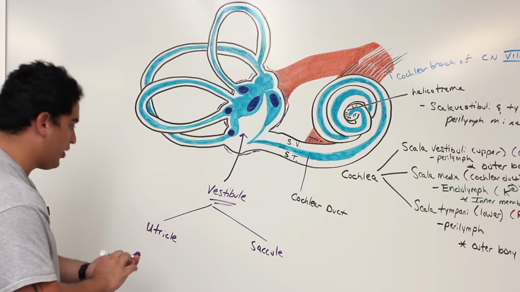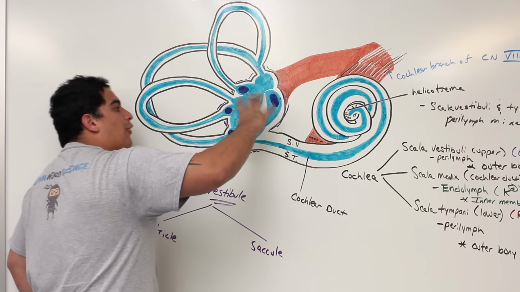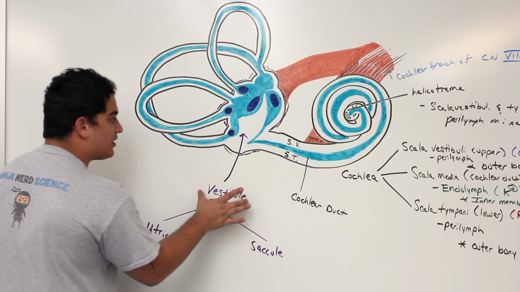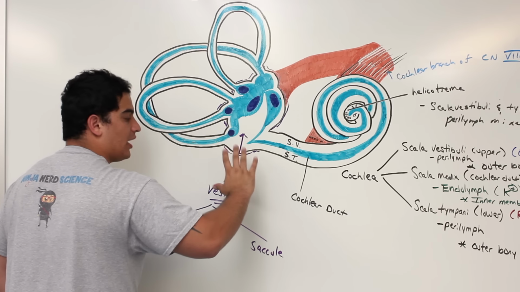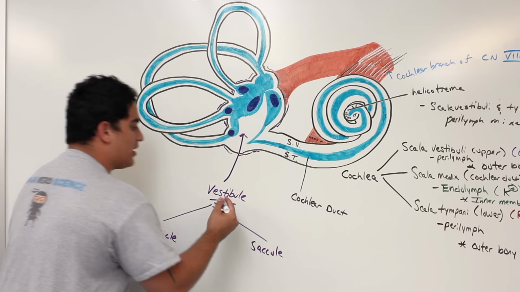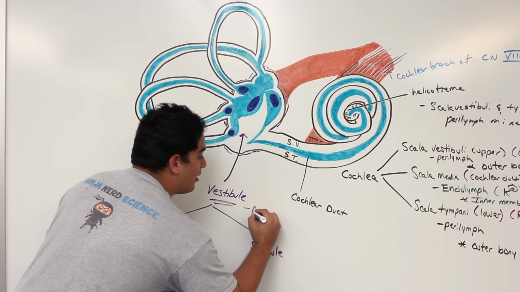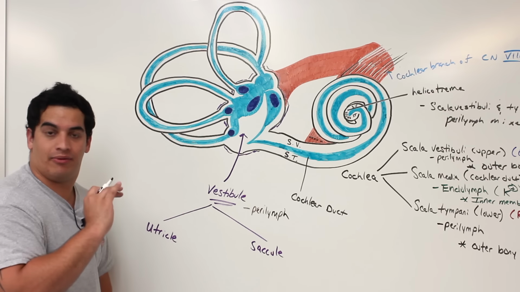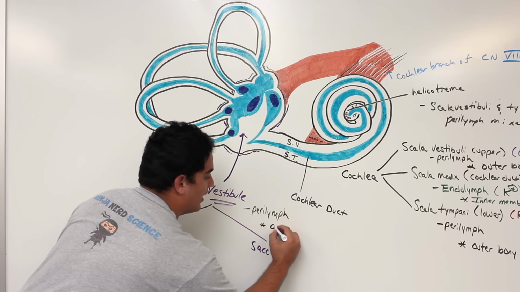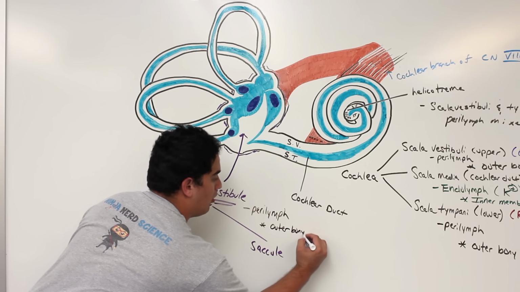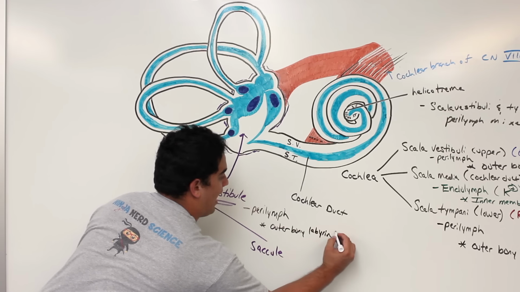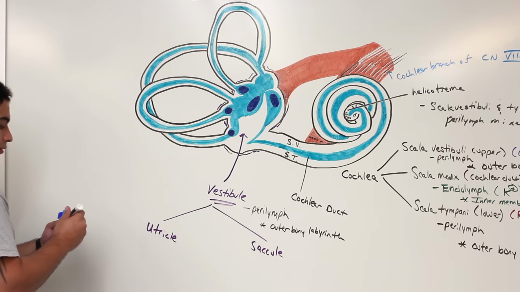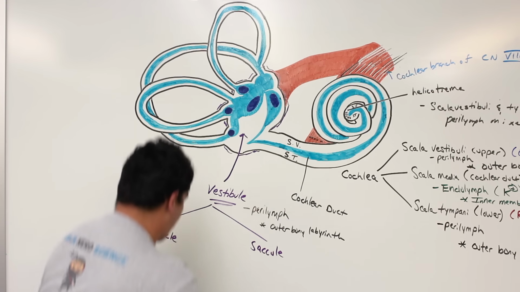But what's important to remember is the vestibule is the outer bony part, so it's called the outer bony labyrinth. So the vestibule, which is this whole big structure here, is an outer bony labyrinth. What does that mean? That means it's filled with perilymph. So therefore, since it's filled with perilymph, it is the outer bony labyrinth.